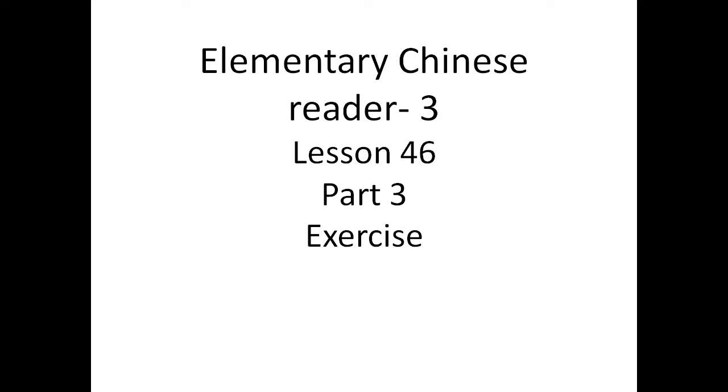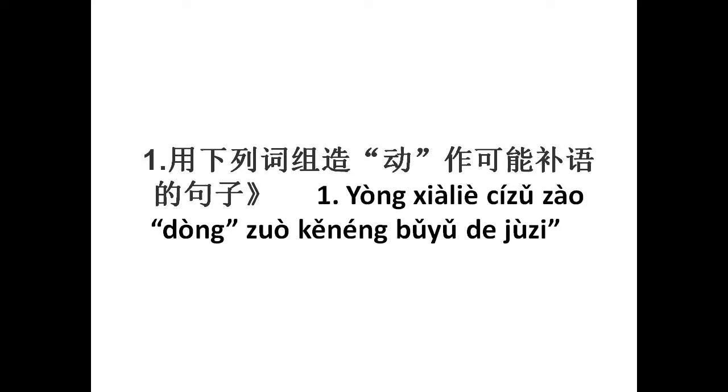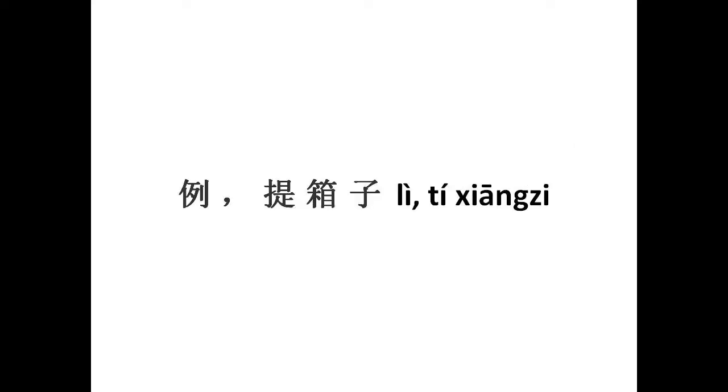Elementary Chinese Reader 3. Let us read Lesson 46. Exercise. Yang xia lie se zu zao dong zuo ke neng bu yu de zhu zi. So we have to use tong as a potential complement, as we have seen in this text and grammar. Tong as potential complement indicates a subject or person has strength to carry out an action. Let us see the first example, how we have to use tong as a potential complement.